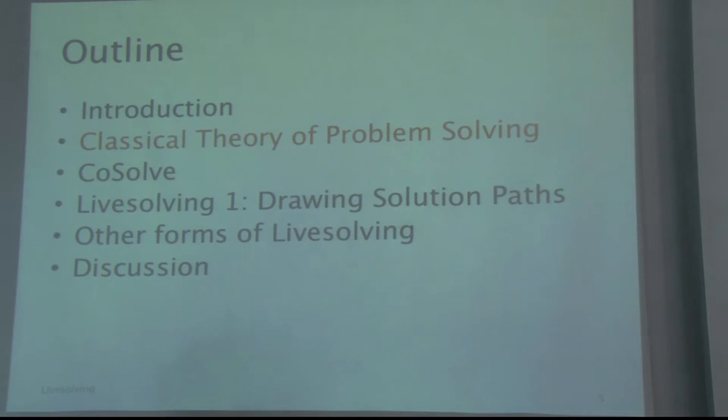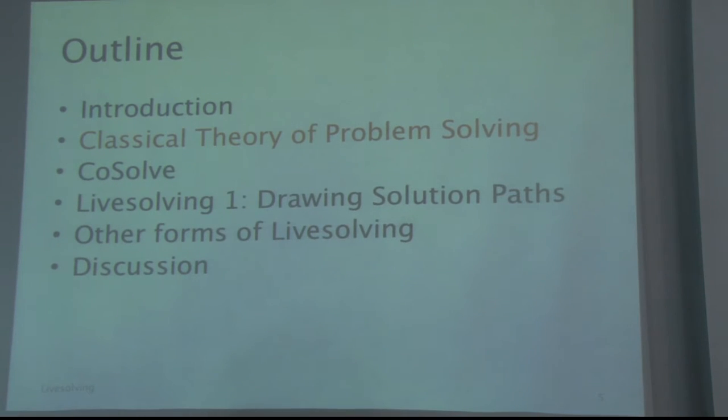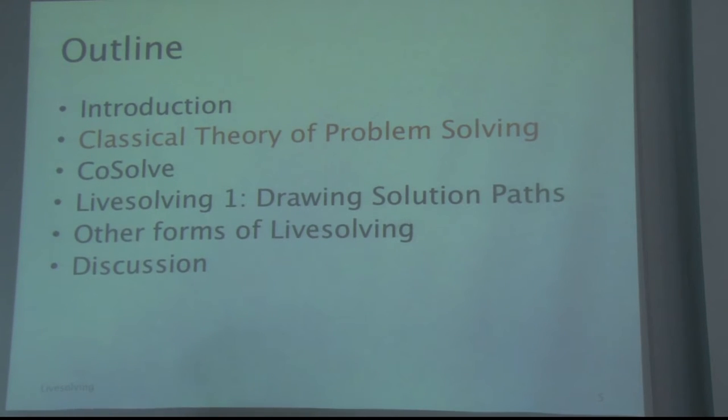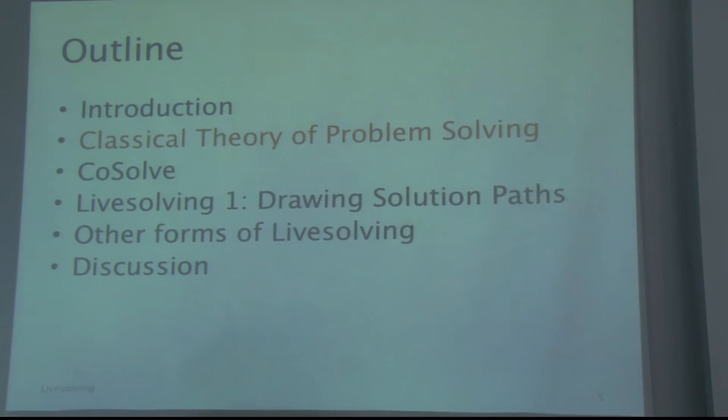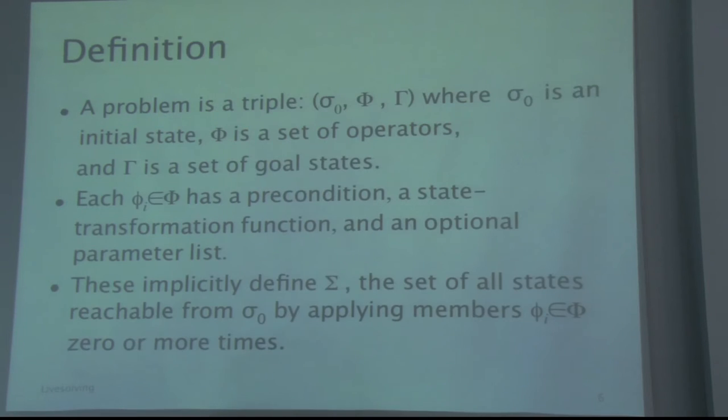Before I do that, though, I want to base the particular kind of problem solving in a theory. I call it the classical theory of problem solving. It's perhaps better known in AI as state-space search-based problem solving, and kind of goes back many years to some work done by Newell and Simon on a system called the General Problem Solver. Once again, I'm showing you my age because I was actually alive when the system was created in the late 1950s. But here's a little bit of theory.